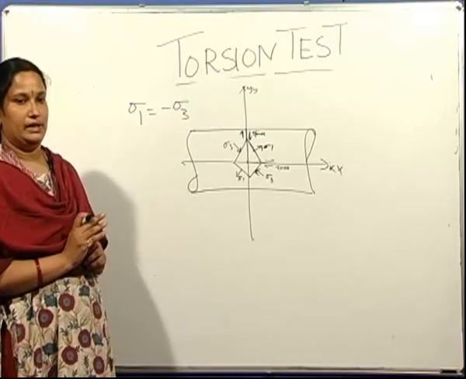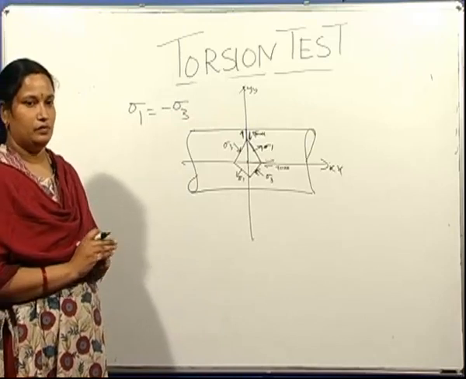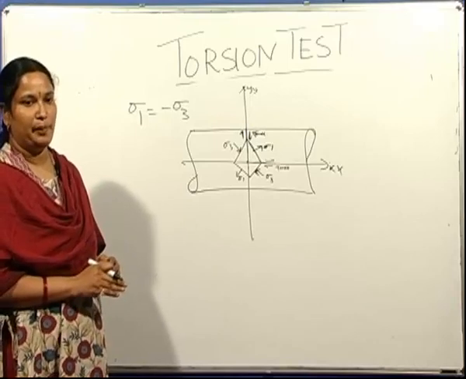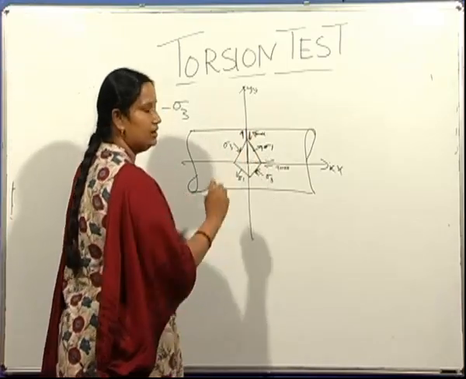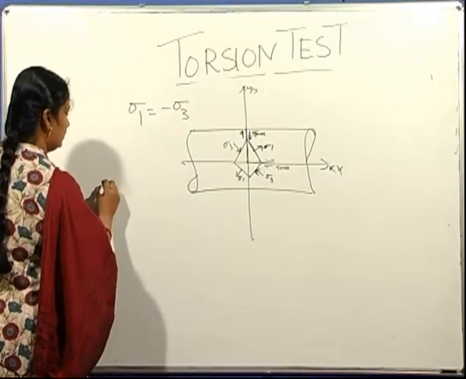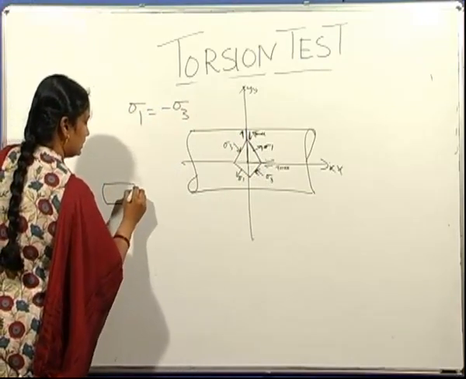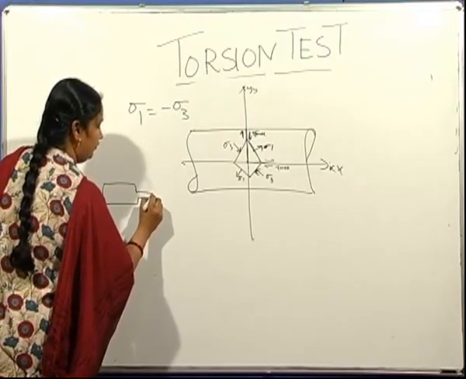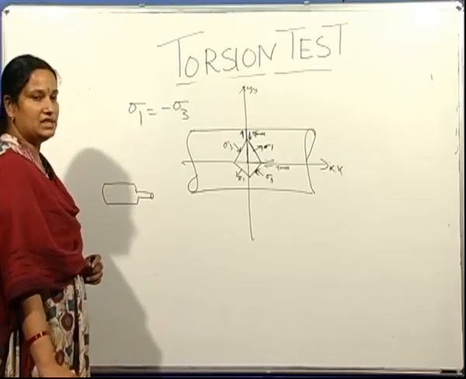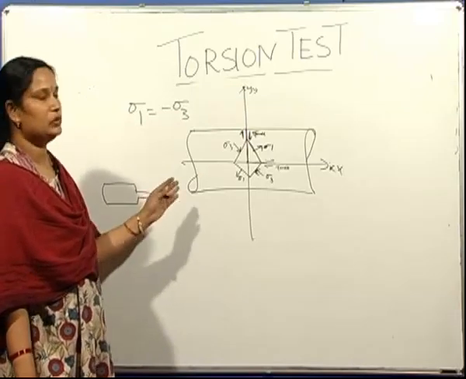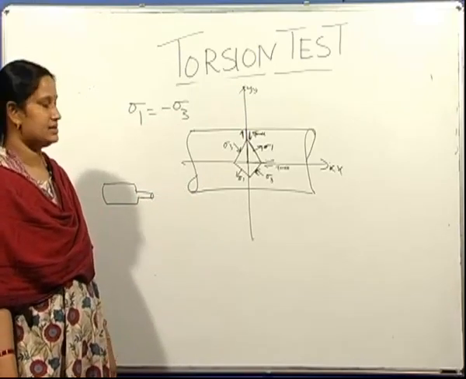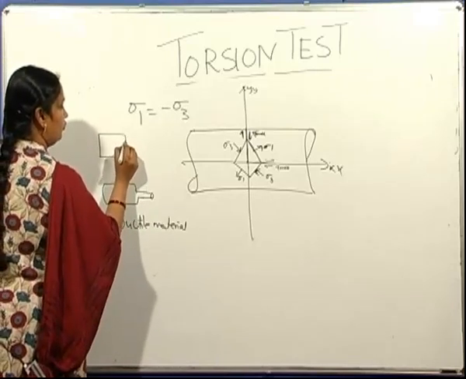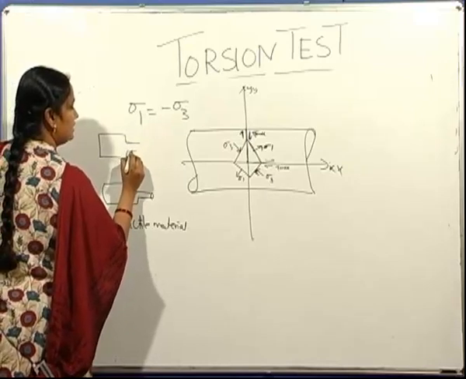For the case of a ductile material, it fails along the plane of maximum shear stress, which is generally perpendicular to the longitudinal axis. So this is the case of a ductile material which has failed along the plane of maximum shear stress, which is normal to the longitudinal axis. And this is the case for a brittle material which has failed in torsion.